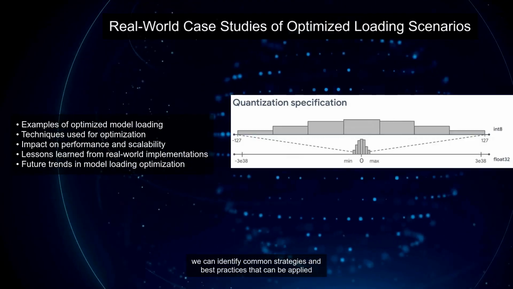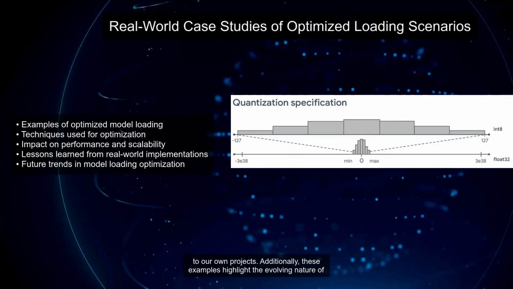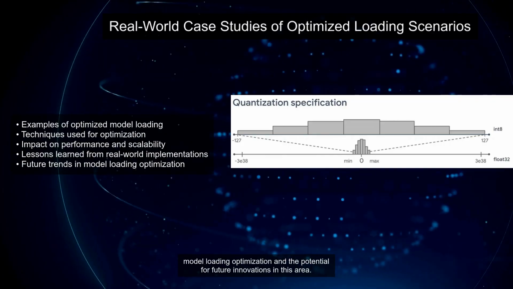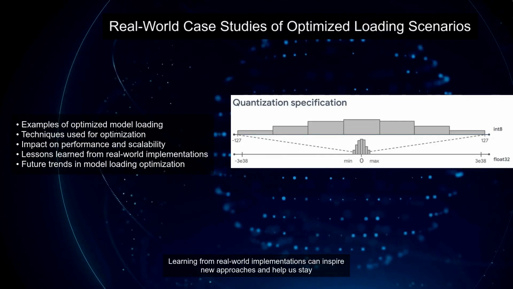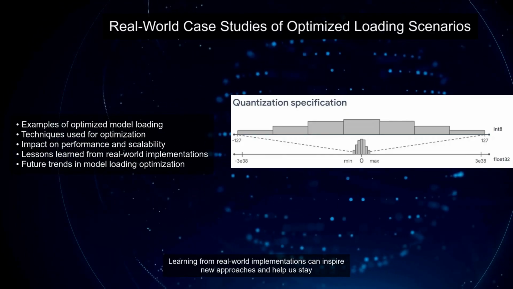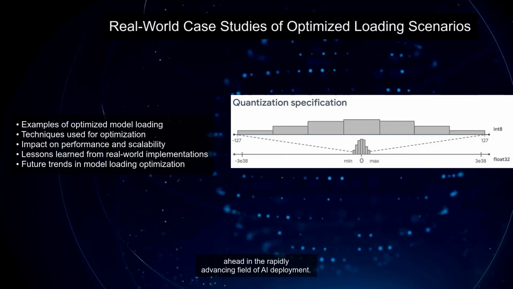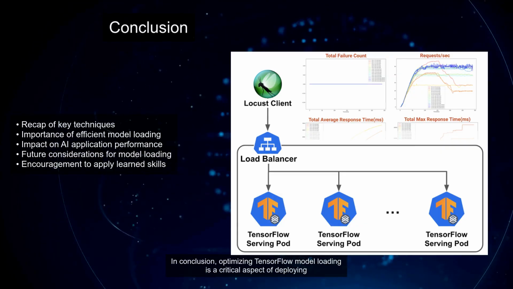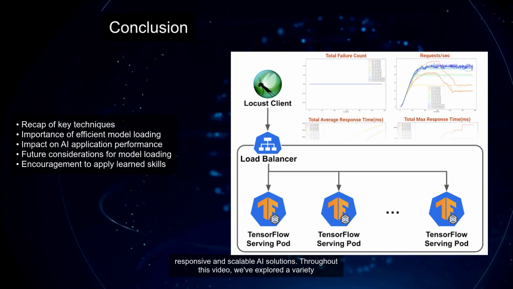By analyzing these case studies, we can identify common strategies and best practices that can be applied to our own projects. Additionally, these examples highlight the evolving nature of model loading optimization and the potential for future innovations in this area. Learning from real-world implementations can inspire new approaches and help us stay ahead in the rapidly advancing field of AI deployment.